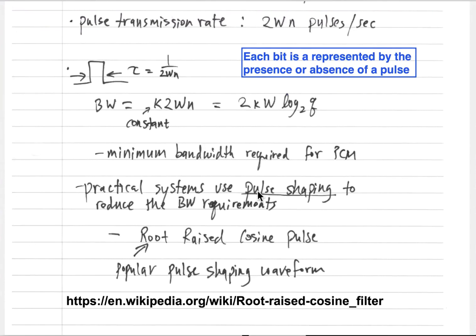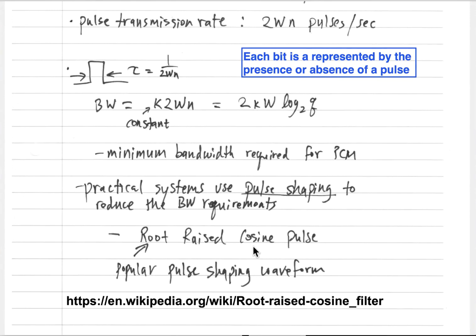Practical systems do pulse shaping, and the pulse shaping basically reduces the bandwidth requirements. The most popular pulse shape to use is what's called the root raised cosine pulse. The root raised cosine pulse has very nice frequency properties, meaning its first zero crossing contains a lot of the energy. Practically all of the energy is in the first zero crossing. And here's a link to Wikipedia that talks about the root raised cosine filter.